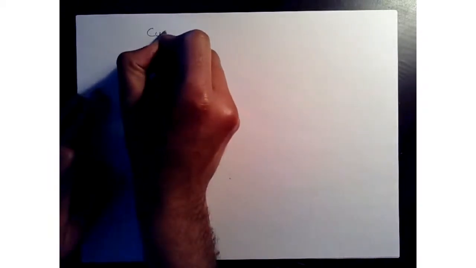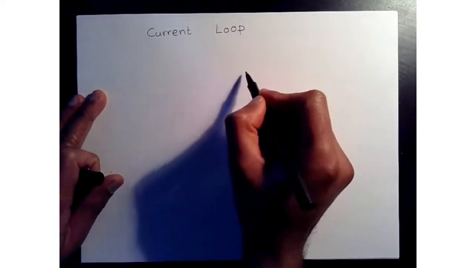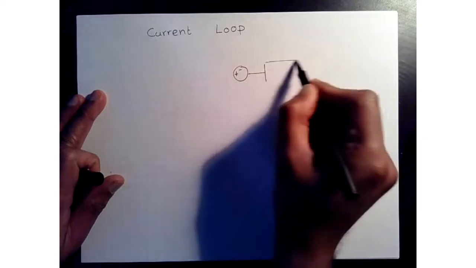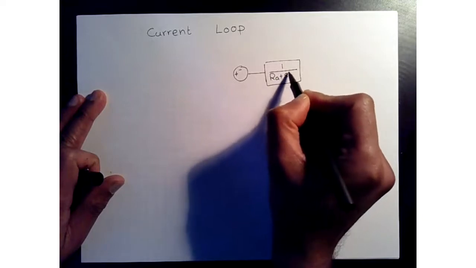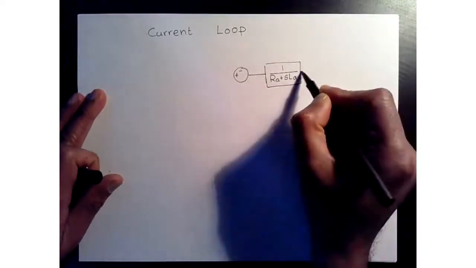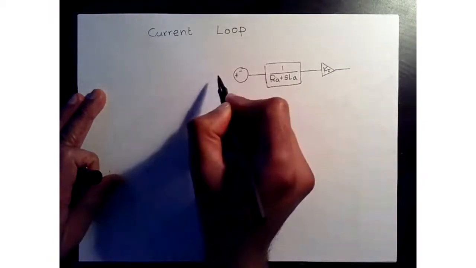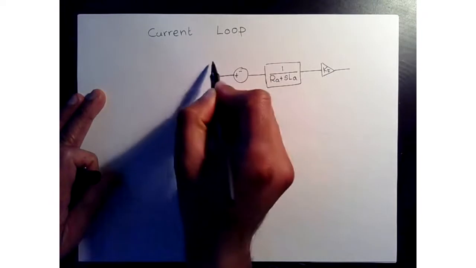Now let's take a closer look at the current loop. Let's try to draw this part out. So we have plus, minus, and we have the controller here.